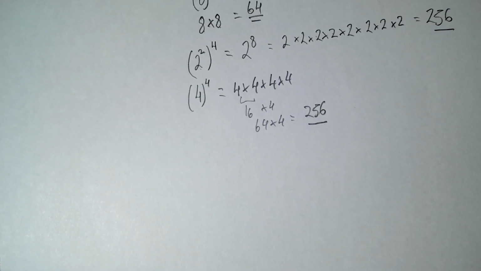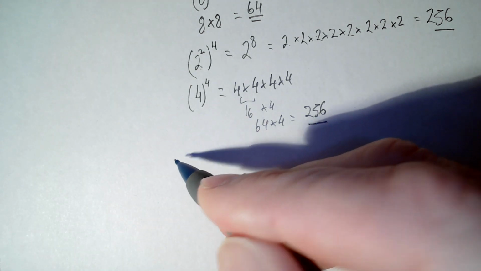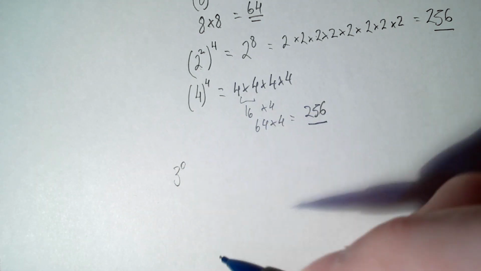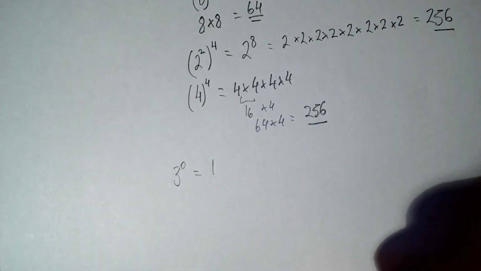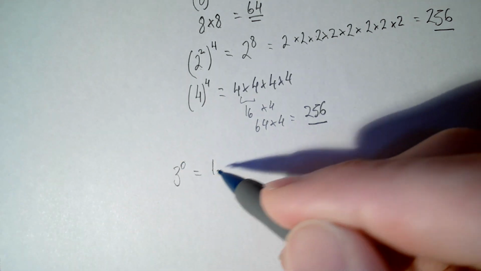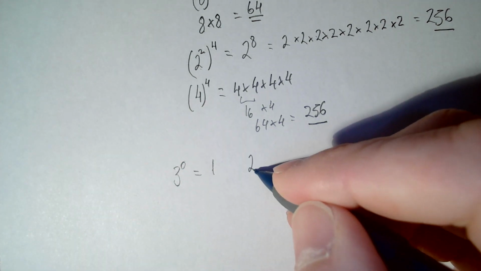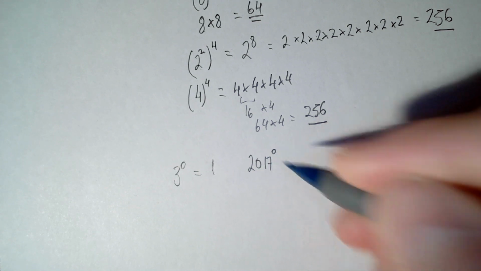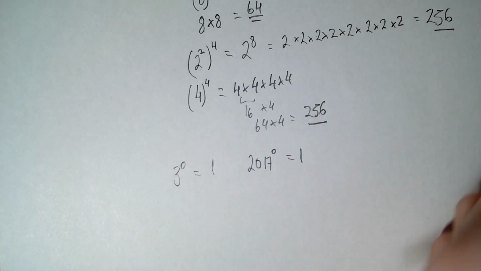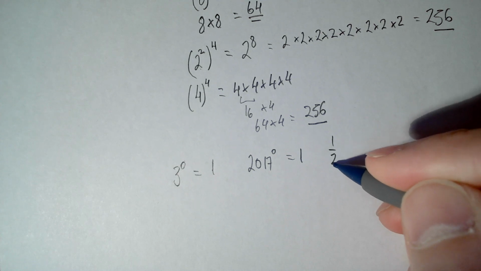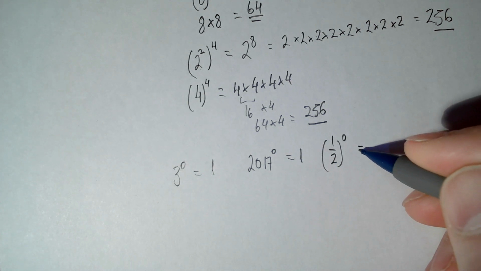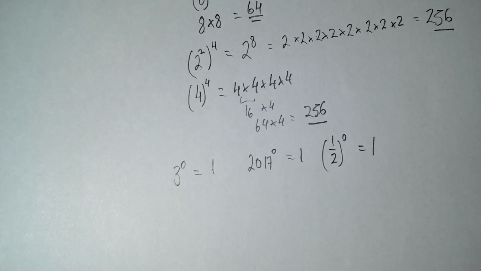Now I want to tell you about some special cases. So any number to the power of 0 is always going to be 1. So in this case, we have 3 to the power of 0, and that's 1. If we have 2017 to the power of 0, well, that's going to be 1. And if we have a half to the power of 0, surprise, surprise, the answer is 1.